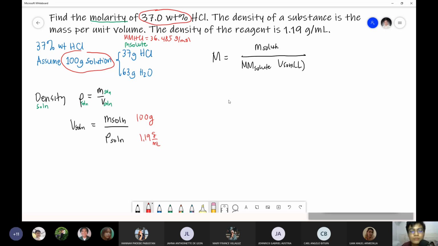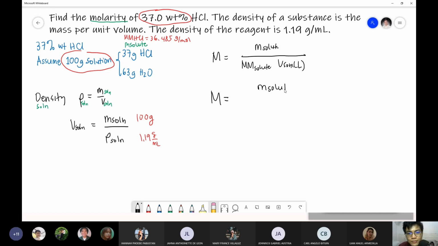And if you continually do rounding off, pag round off ka lang ng round off, medyo lumalayo na yung final answer natin. Okay? So that's why I will ask you to incorporate the volume of the solution equation into the molarity. Okay? So I want you to incorporate this dito sa ating equation.